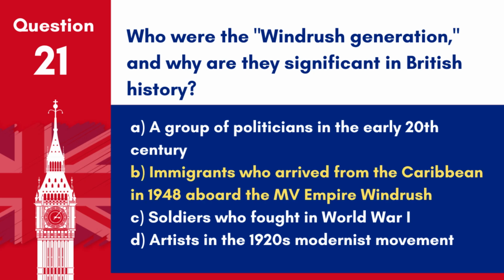Answer B. Immigrants who arrived from the Caribbean in 1948 aboard the MV Empire Windrush. The Windrush generation significantly contributed to rebuilding the UK after World War II and are symbolic of the social and cultural diversity of post-war Britain.